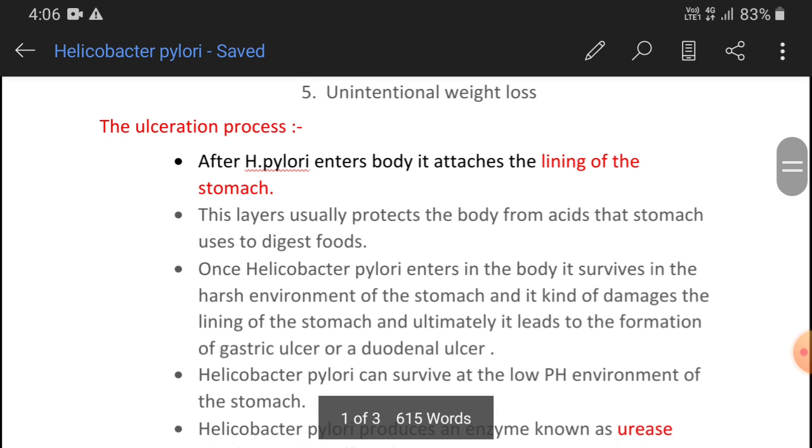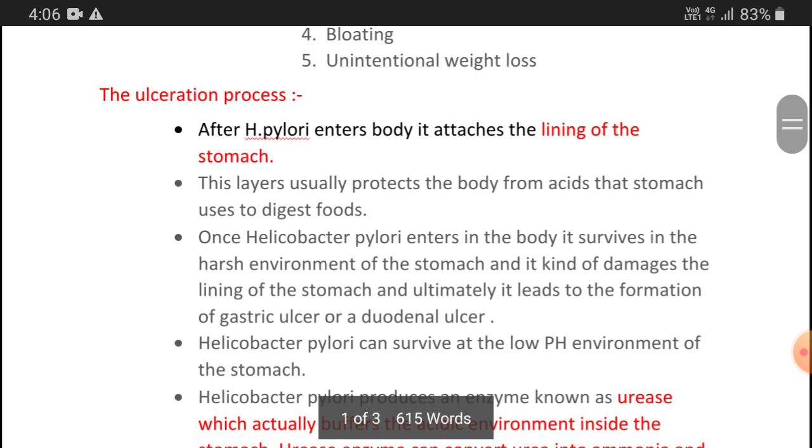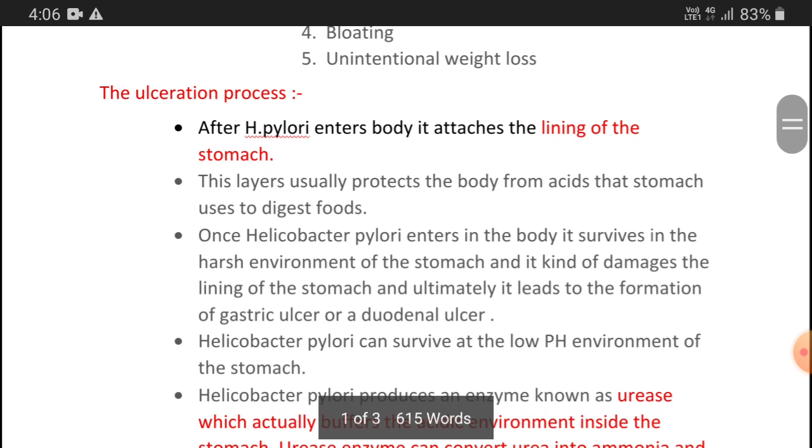So the first goal of Helicobacter pylori should be the attachment, right, in the lining. That lining protects us from the stomach's HCl. Okay, after entry inside the stomach, it also has to survive in that extreme environment. That is why it secretes urease that converts urea to ammonia, and this ammonia will buffer the localized environment so that Helicobacter pylori can happily survive. After that, it will bind with the membrane, that is the epithelial cell, with the help of specific adhesion molecules that are present on its surface.